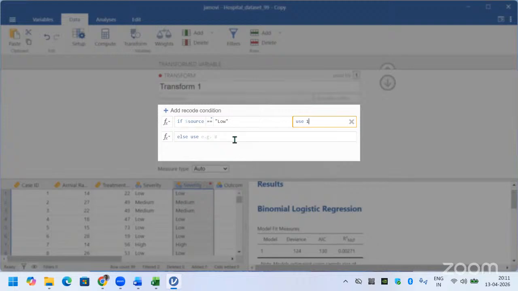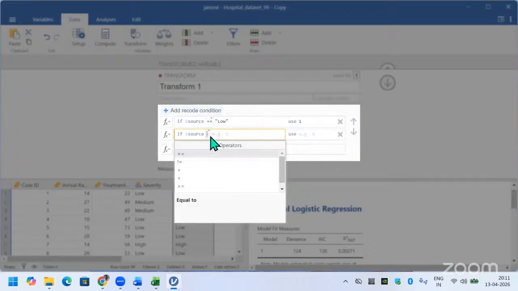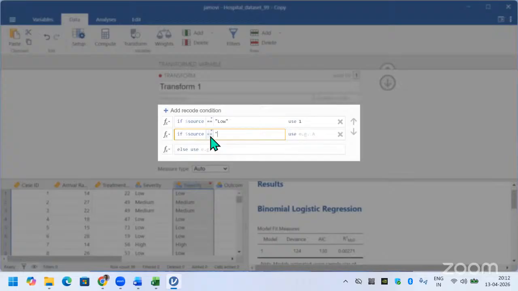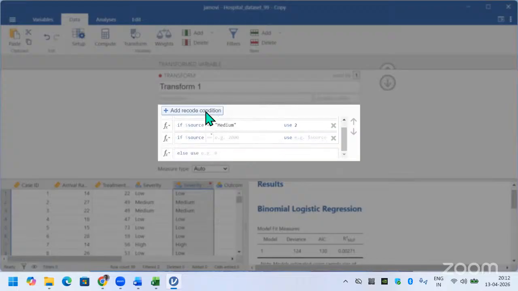People, I hope you are able to follow. You can ask me if you have any doubts. I've given the first condition. I have to give the second condition, so again click Add Recode Condition. Here, this is equal to, double equals and double quotes, medium. Medium I wanted to make as 2. Somebody might be wondering why I should give low as 1, medium as 2 and high as 3. I could also reverse it: low as 3, medium as 2, high as 1. That also can be done. You will be able to see that also.